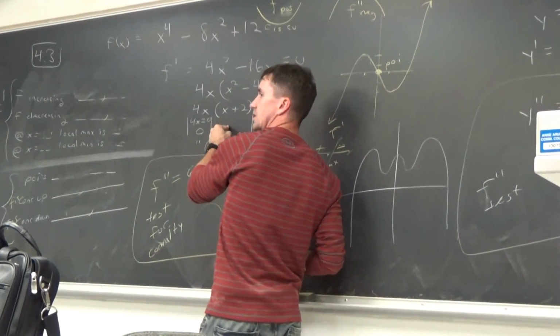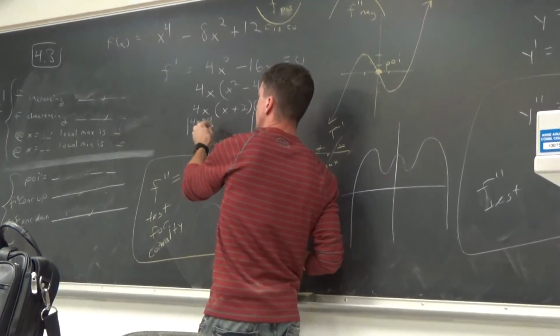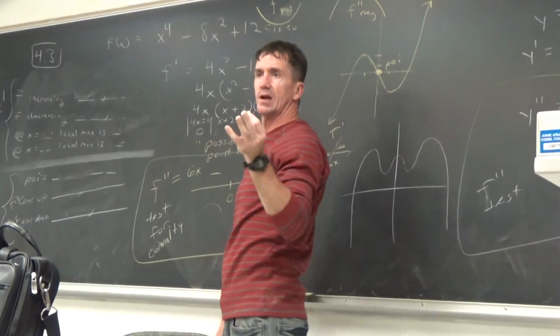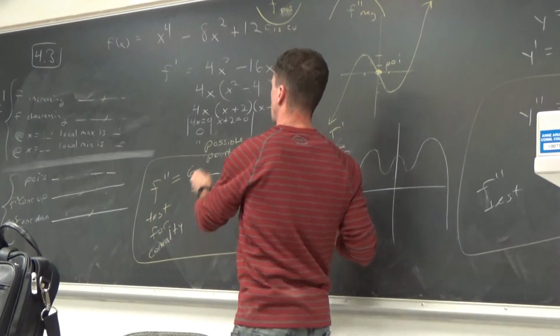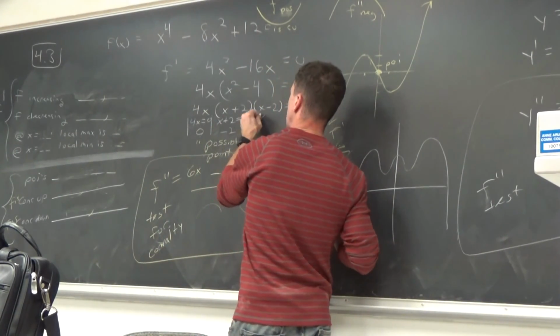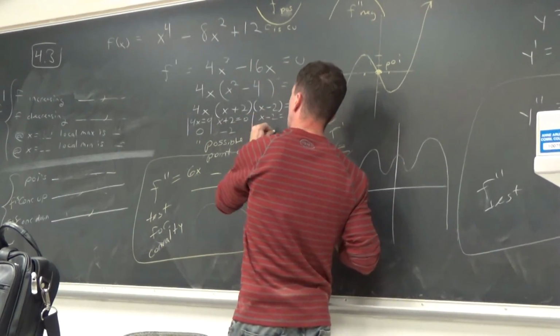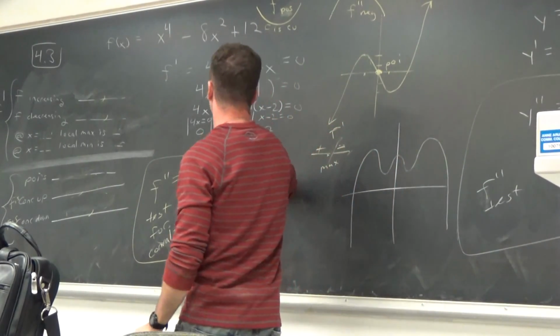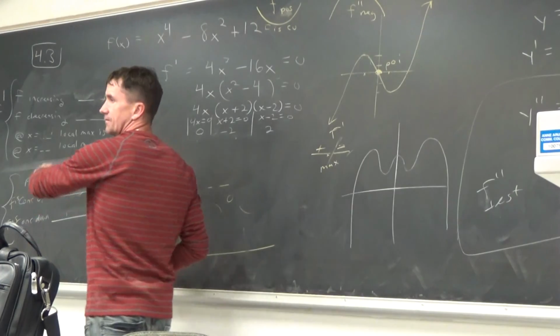What makes x plus 2 equal 0? Some of you don't have to do as much writing as me, that's okay. I just like to show what we're doing. We're finding these critical points: negative 2. And then what makes x minus 2 equal 0? There are 3 critical points. Alright, I can start filling things in.